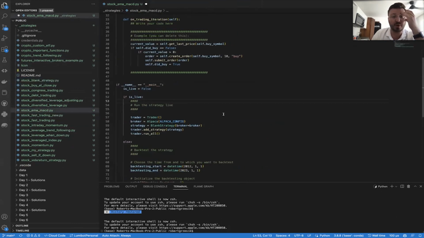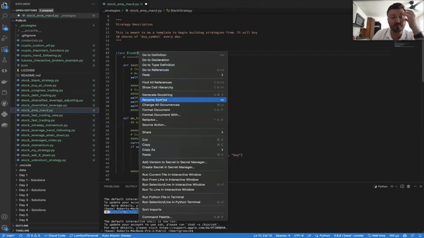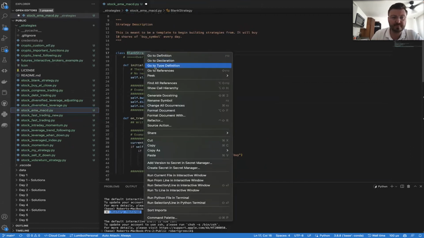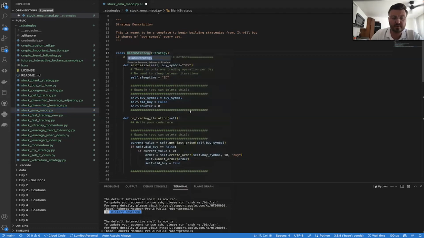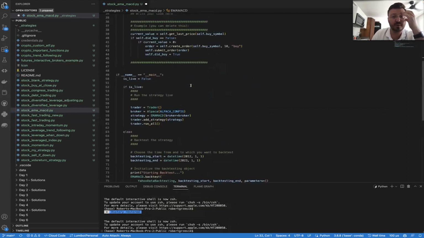Okay. So now that I've gotten that, let me rename this first of all. I don't want this to be called blank strategy. I'm going to call this EMA MACD. Right. Enter EMA MACD. That's the name of my strategy now. Right. Change it down here too.